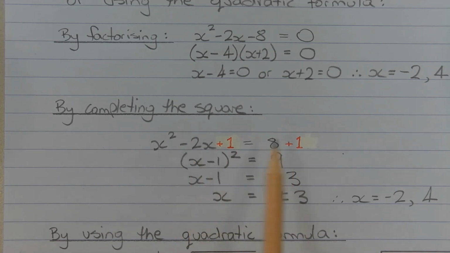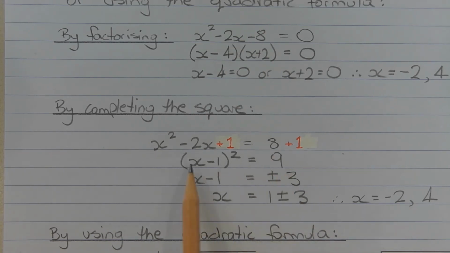So adding 1 to both sides of the equation, we get x squared minus 2x plus 1 is equal to 8 plus 1. Now on the left-hand side, we have a perfect square. So factorising this perfect square, we get (x minus 1) all squared is equal to 8 plus 1, which equals 9.